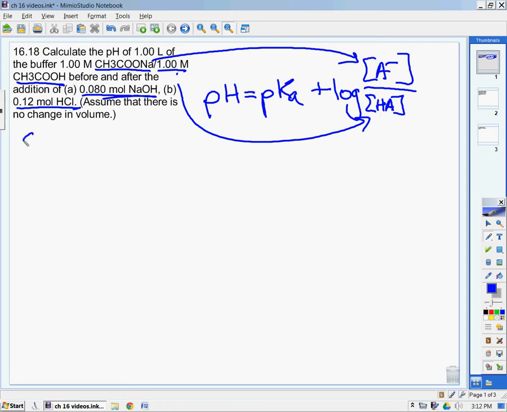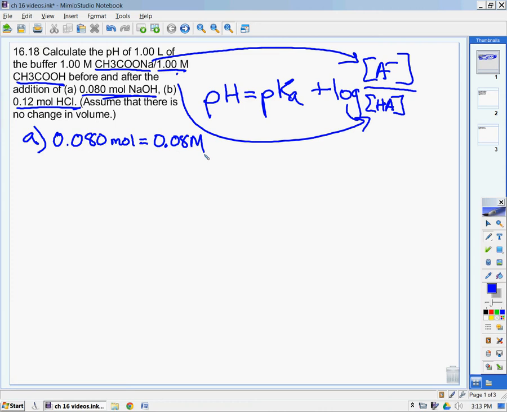All right, so let's start with situation A. In situation A, you're adding that many moles of NaOH. The nice convenient thing about this problem is that it tells you that it's 1 liter of solution and that there's no change in volume, so that means that 0.080 moles of NaOH is the same thing as 0.08 molar NaOH. When you add the NaOH, it reacts away with the acid.